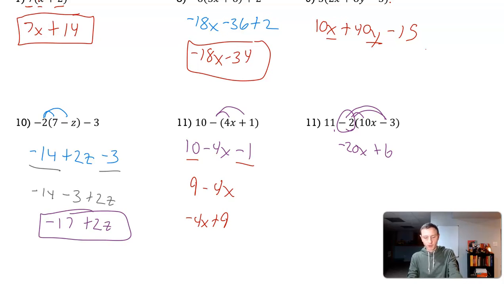And then off to this problem here. I already kind of started working through it, but I'll go through it again. I want to do negative 2 times 10 and negative 2 times negative 3. So 11 minus 20x plus 6. Negative 2 times 10 is negative 20x. Negative 2 times negative 3 is positive 6. And then we have some like terms. 11 plus 6 is 17. So 17 minus 20x.